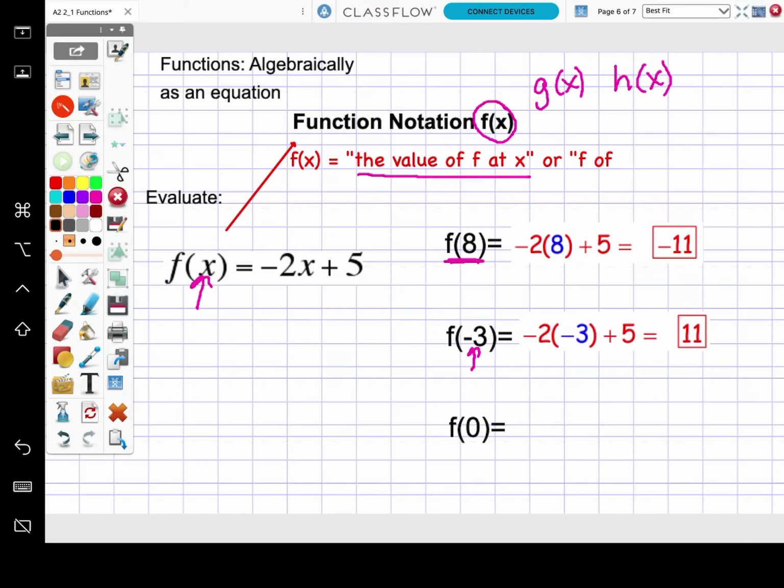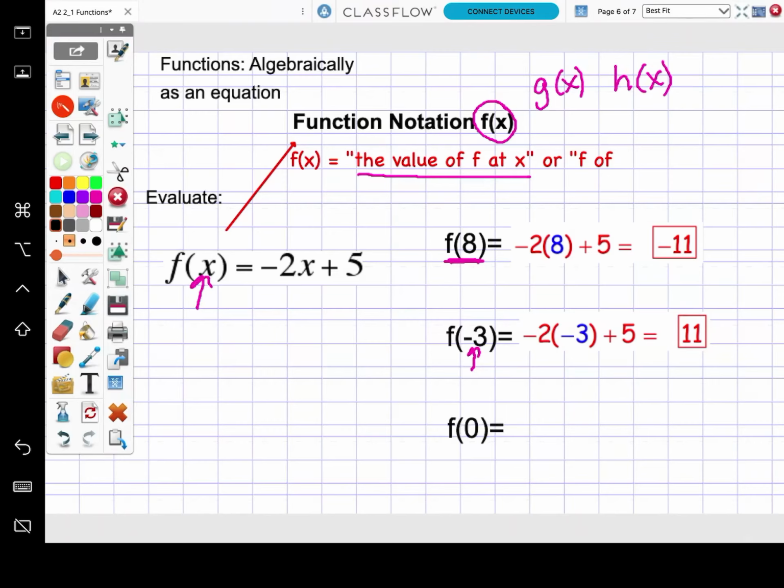Okay, and the last one is f of 0. And f of 0, we replace x with 0, and we get 5. So there we have evaluated functions very quickly. It's not a hard process. You just have to remember that that value replaces all x's inside the function.